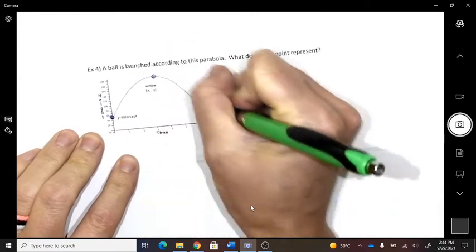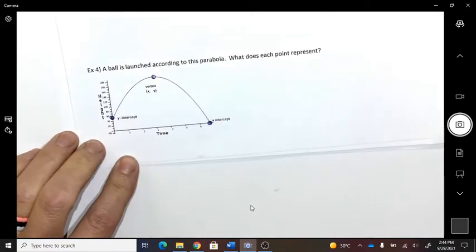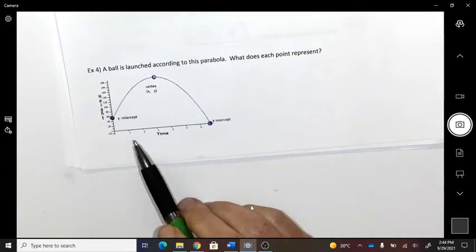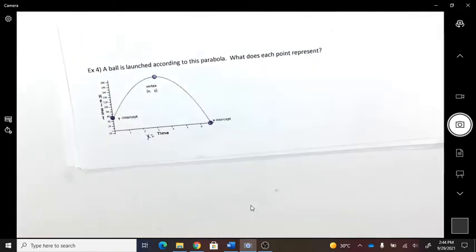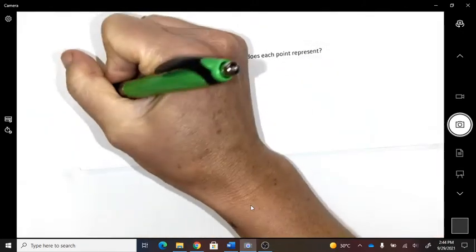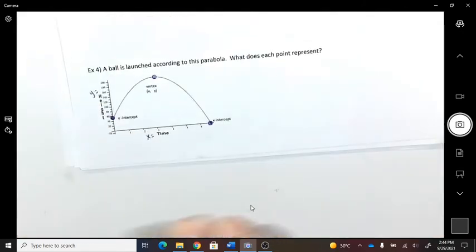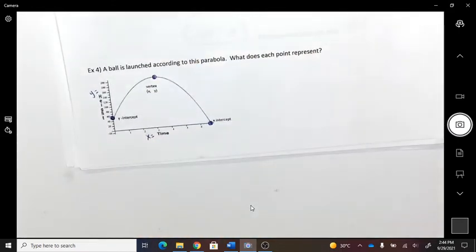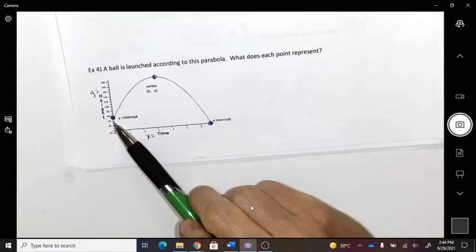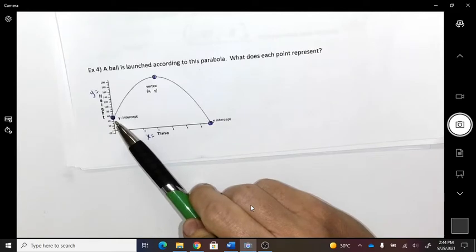I want to know what's going on at these 3 points. Okay, so let's look at our variables. The x variable is the time, and the y variable is the height of the ball. So in our situation, we are throwing a baseball. What's going on at this y-intercept? Because the height is 50 something.